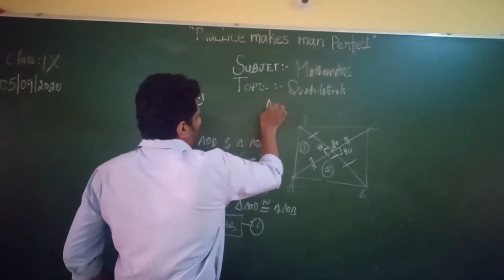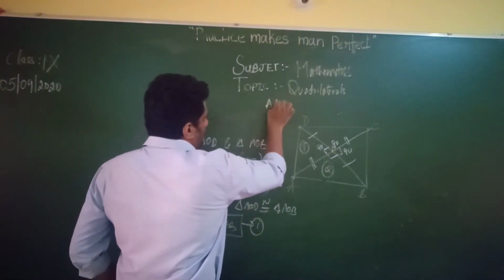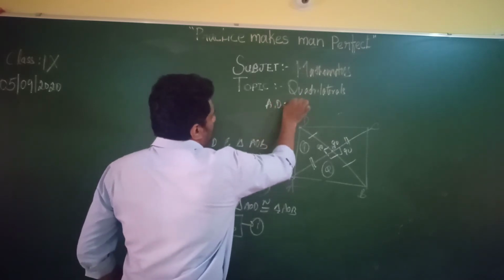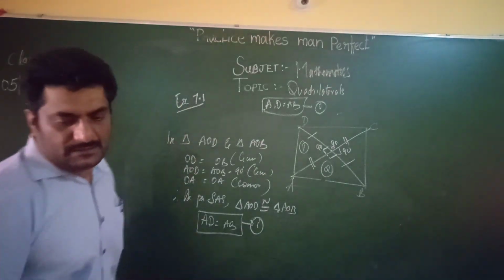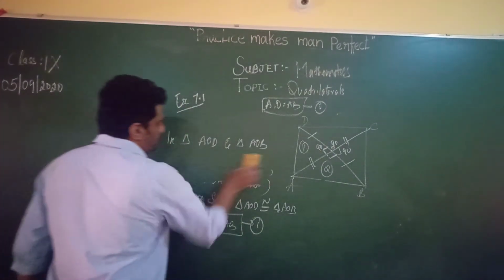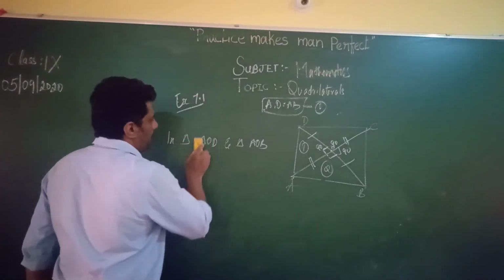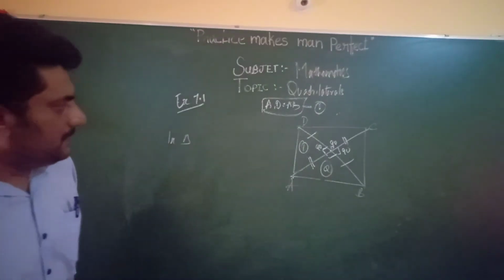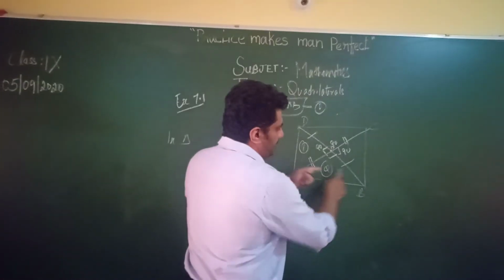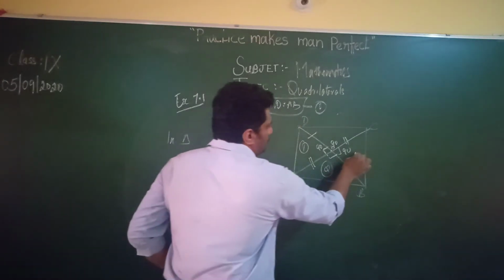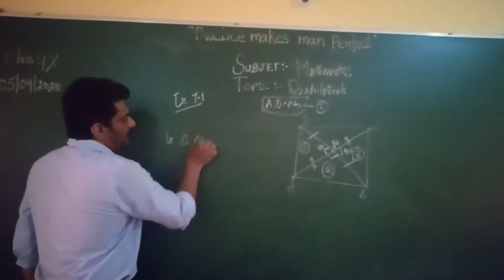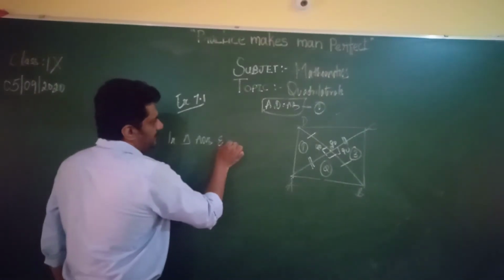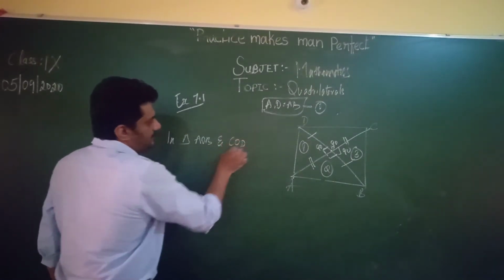Done with this? Let's keep it. AD is equal to AB. One equation. Now let's go to the next one. Now these two I've already done. Take these two. In triangle AOB and triangle COD.